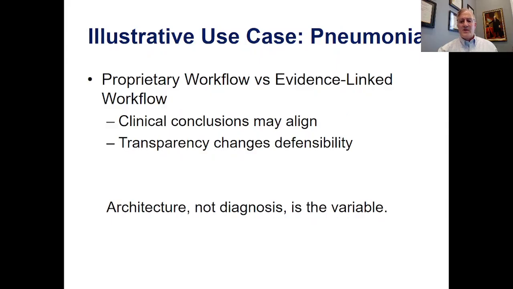In the case of pneumonia, a proprietary workflow may reach the same clinical conclusion, but a transparent workflow calculates PSI and CURB-65 scores, displays risk percentile, links directly to validation literature, and applies the regulatory standard at the same time. The difference is defensibility. The clinical conclusion may be identical. What changes is that the evidentiary pathway is visible and the justification is generated at the moment of determination.